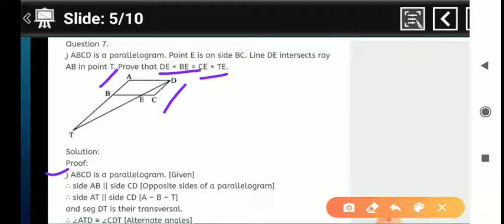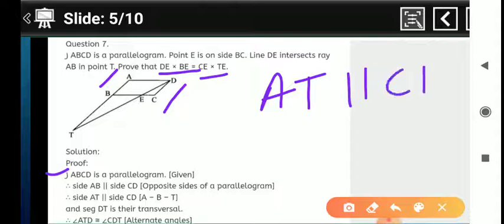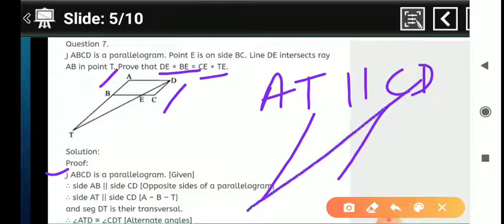Then if AB is parallel to CD, we can say AT is also parallel to CD, because A, B and T are collinear points, and therefore we can write AT also. So AT is parallel to CD, and segment DT is the transversal for these two parallel lines. Okay.